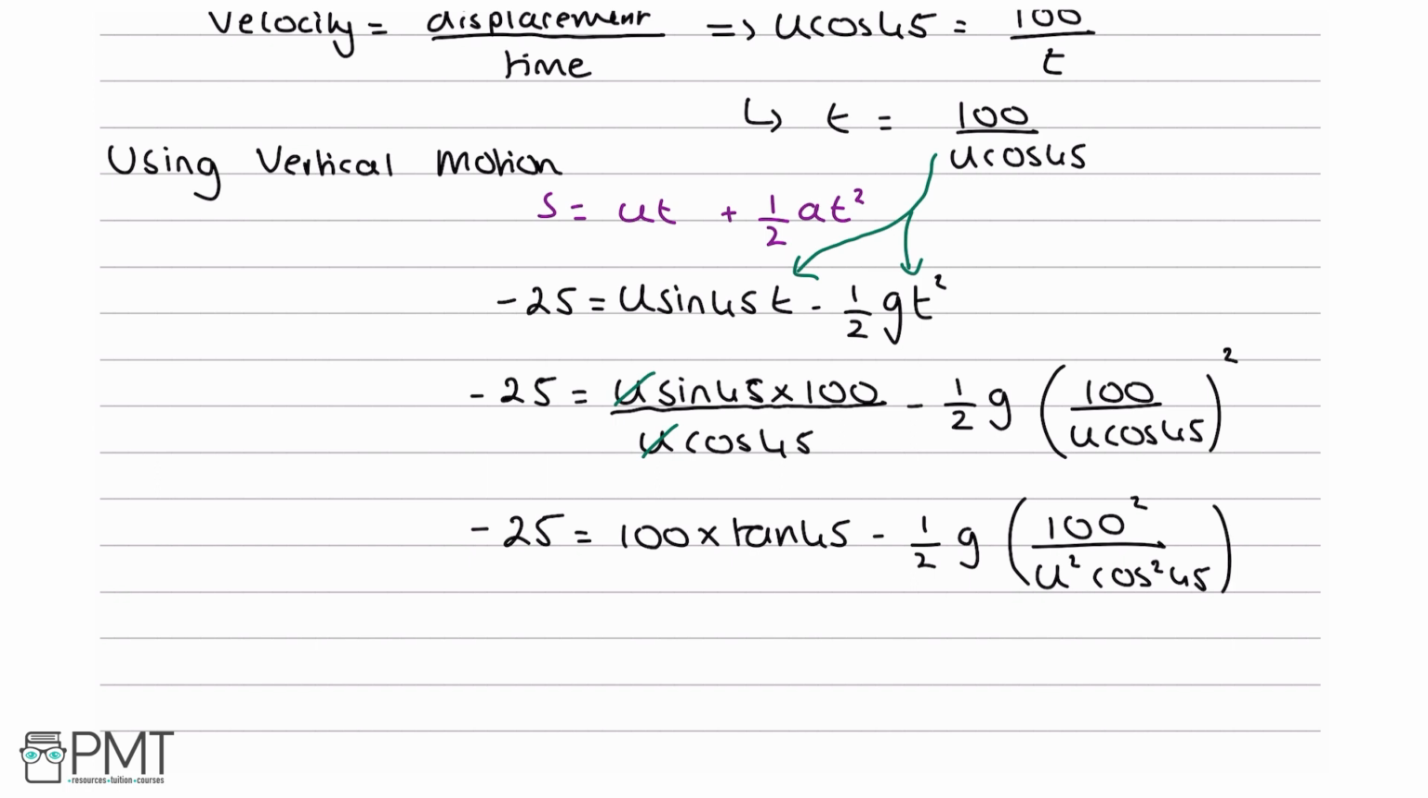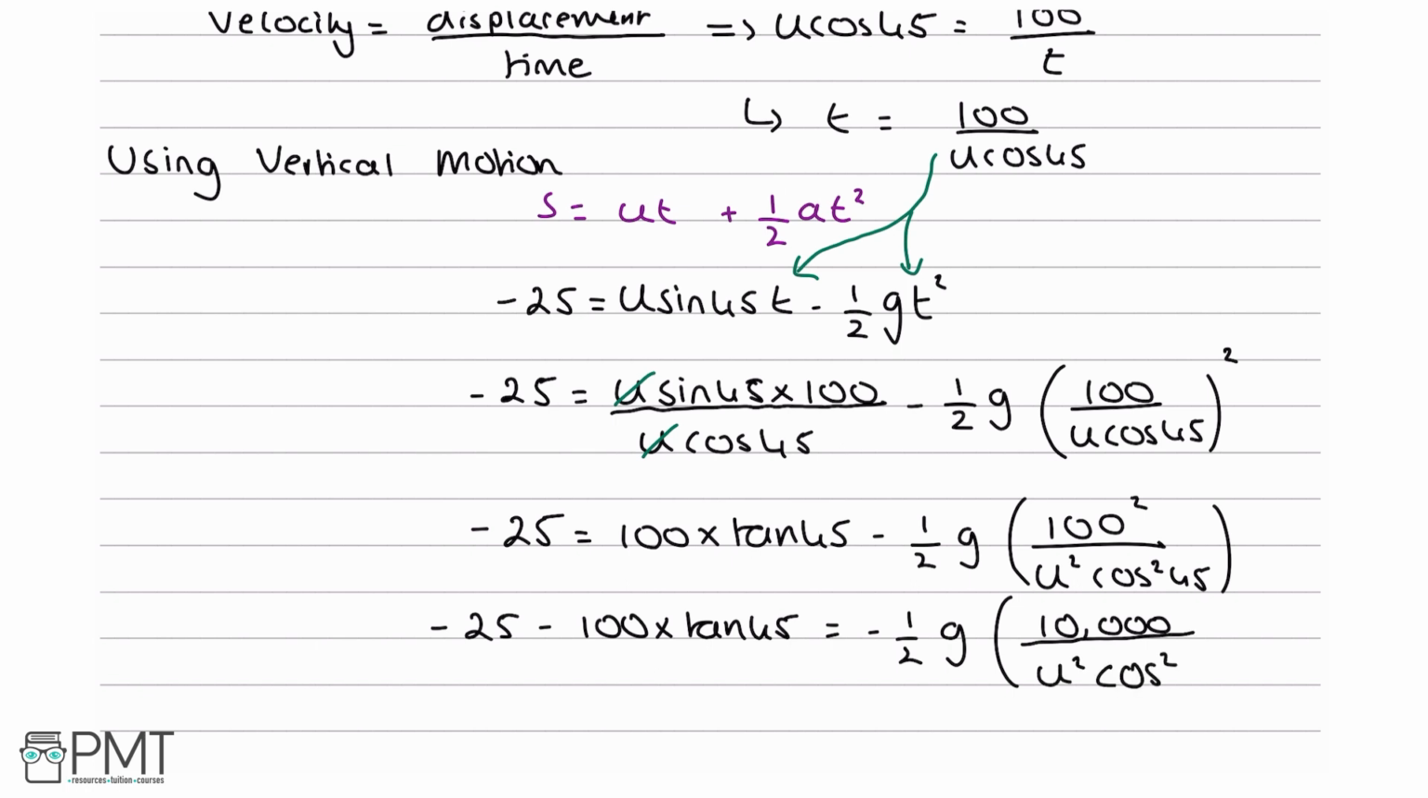From here, it's a simple case of rearranging the terms, and in doing so, what you would end up with is minus 25 minus 100 times tan 45 equals minus half g, and then 100 squared is 10,000, so 10,000 over u squared cosine squared 45. If you plug this into your calculator and rearrange for u squared, you would get that u equals 28 as required.